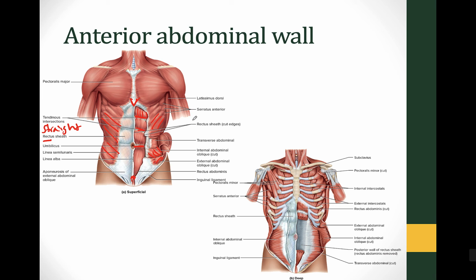So these are going to allow you to both flex and rotate the vertebral column. And because their fiber layers are different, so the external goes kind of down towards the hip, and the internal is kind of going to go in the opposite direction, they are going to allow you to flex the trunk in different directions.